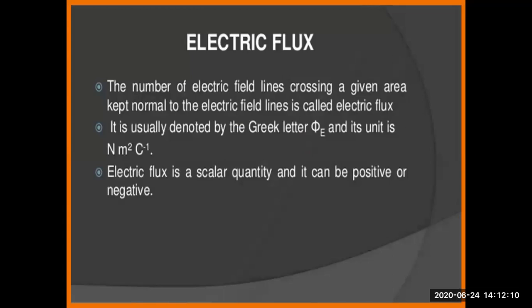Electric flux. The number of electric field lines crossing a given area kept normal to the electric field lines is called electric flux. It's very simple: the electric flux is the number of electric field lines crossing a given area, and that area is kept normal to the electric field. So this is the basic definition.